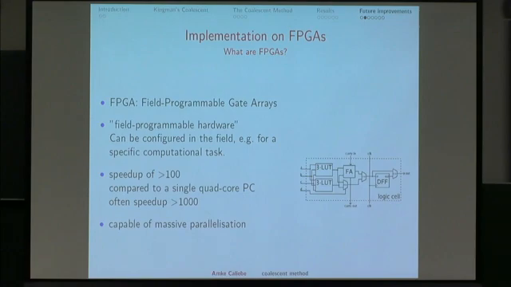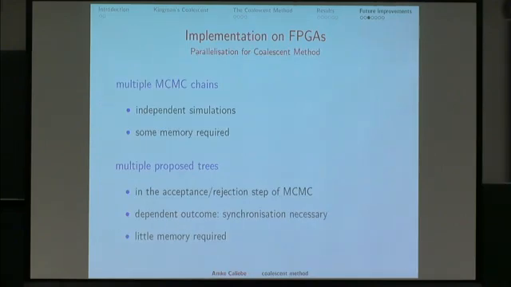Usually they get a speed up of larger than 100 compared to a single quad-core PC, and you often have a speed up of larger than 1,000 or even more. So they're quite powerful, and if you use more of them, you just can multiply it by that. And they are capable of massive parallelization. Okay, so how do we do the parallelization for the coalescent method?